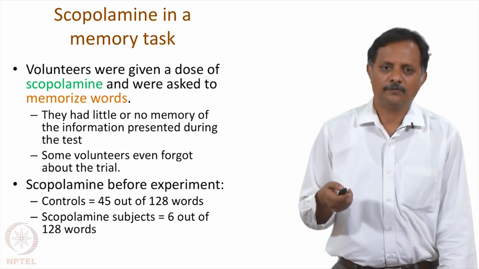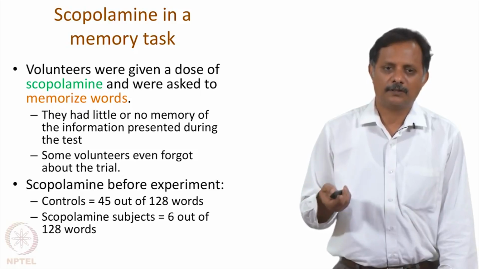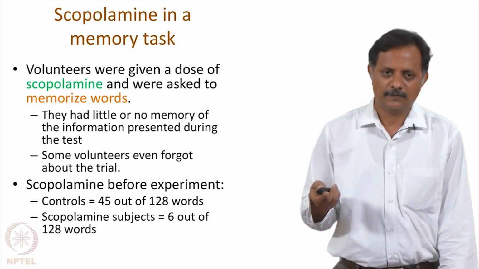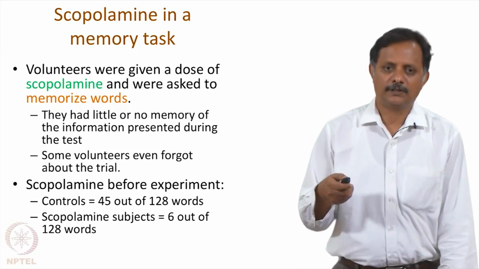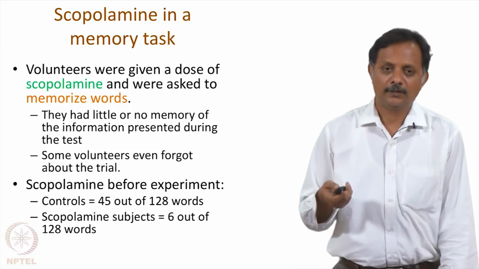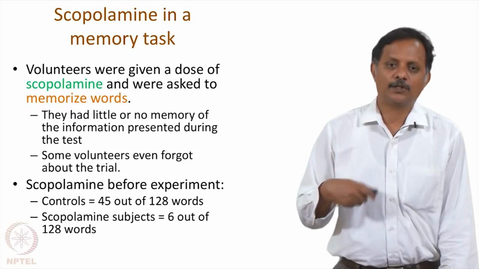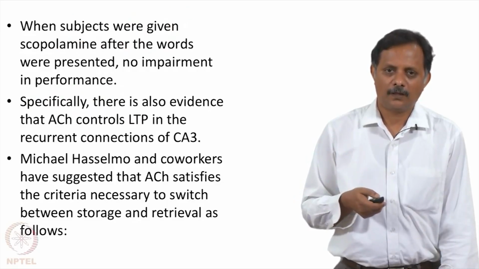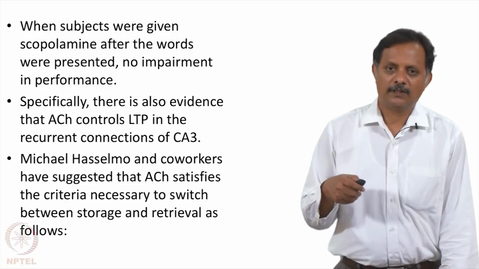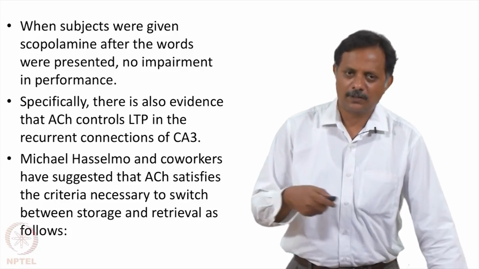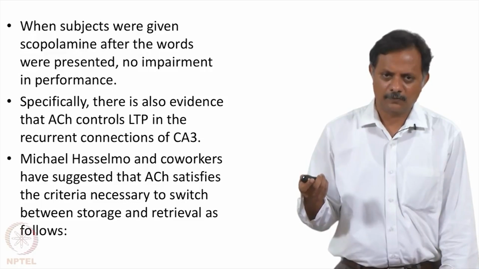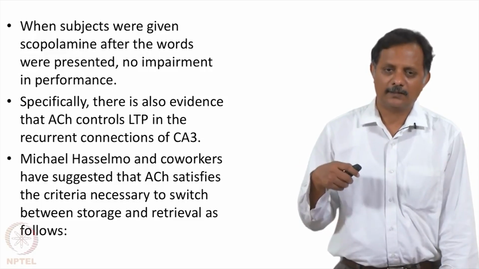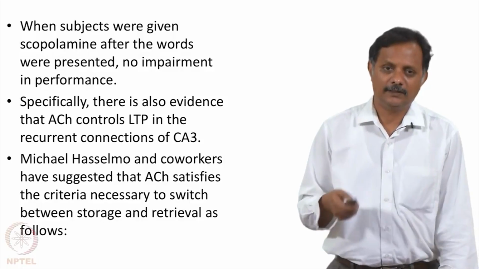When scopolamine was given before the experiment, the control subjects remembered about 45 out of 128 words, whereas scopolamine subjects, because of the antagonist action of scopolamine on acetylcholine, were able to memorize only 6 out of 128 words. But when scopolamine was given after the words were presented, that means the subjects had already learned the words and then took scopolamine, there was no impairment in performance. Only when it is given before the task was it able to influence performance negatively.